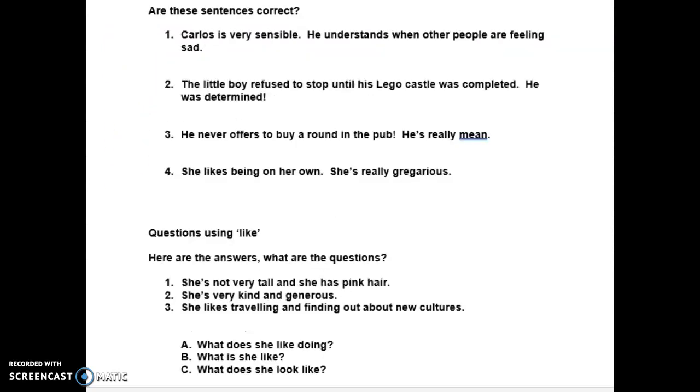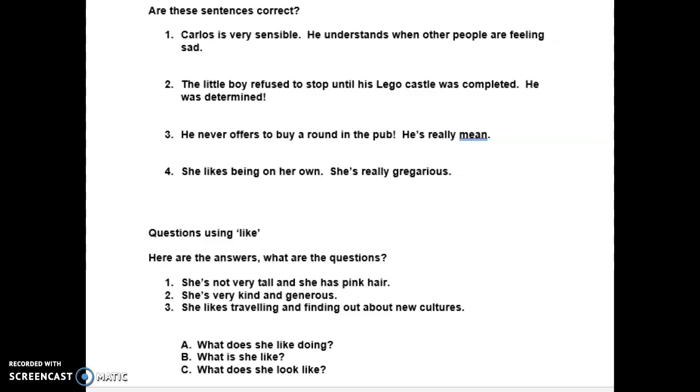The next task is a correction task, where students need to look at the 4 sentences and identify whether they are correct or incorrect based on their understanding of the meaning of some of the trickier adjectives. So I would say to them, look at the sentences and tell me if they are correct or incorrect. Let's do number 1 together. Carlos is very sensible. He understands when other people are feeling sad. Is that correct or incorrect?